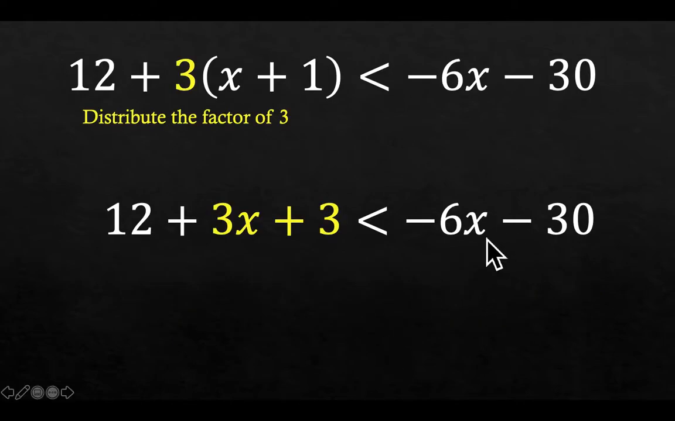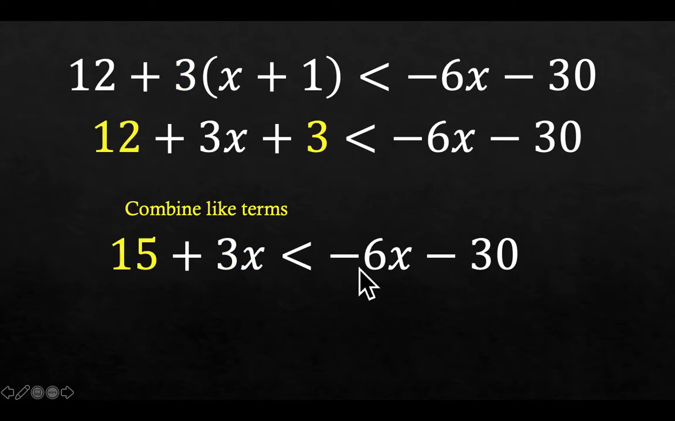Okay, the first step will be to distribute the factor of 3. So hopefully you did that as your first step. The second step will be to combine like terms. So on the left side, 12 and 3 can be combined to create 15.